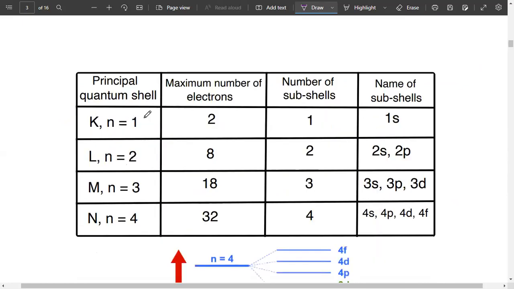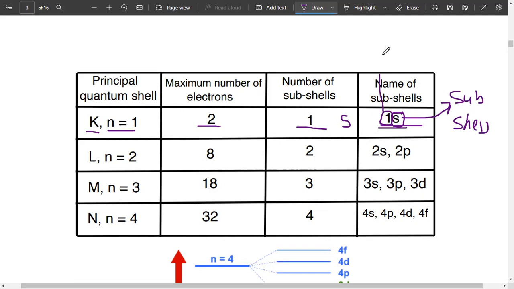So if we look at the principal quantum shell number, first shell को हम K का नाम देते हैं and n is equal to 1 है. Maximum number of electrons that can be fit into this first shell is 2, and the number of subshells, इधर सिर्फ S subshell होता है, which is 1s. 1 denotes the principal shell number and S denotes the subshell. यहाँ लिख सकते हैं कि जो S है ये आपको subshell बताता है और जो 1 है ये आपको energy level या फिर shell quantum number बताता है.